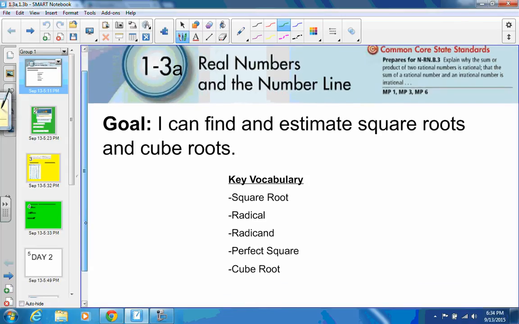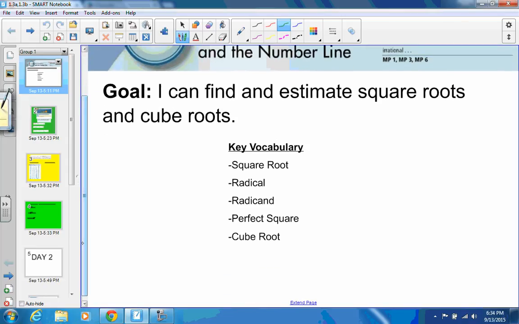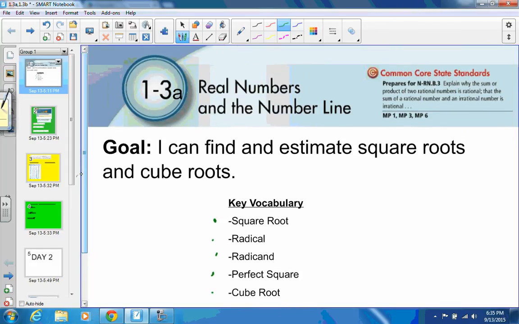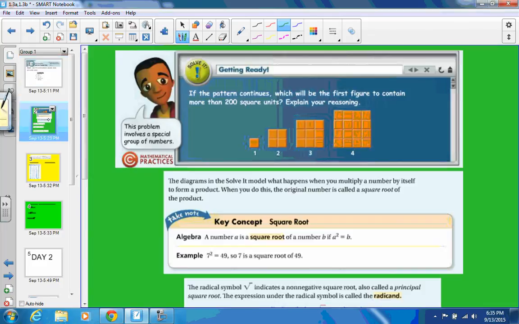I'm going to try and keep it quick. I know videos can drag on, but here's our keywords for today. We've got square root, and then with that we're going to have radical, radicand, and perfect square, and then the last one is cube root. Okay, very similar, but just slightly different than square roots. So make sure that goal is written down, self-assess yourself, and let's start taking some quality notes here.